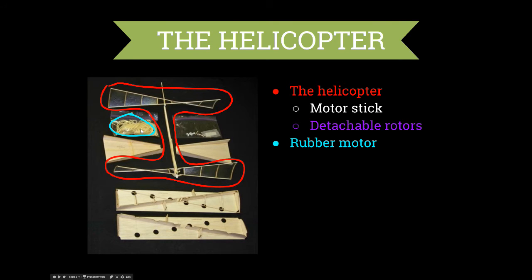So basically what you'll do is wind the rubber, twist it around, which will cause a lot of torque on the rubber, which will then cause the top rotor to turn, which powers your helicopter.